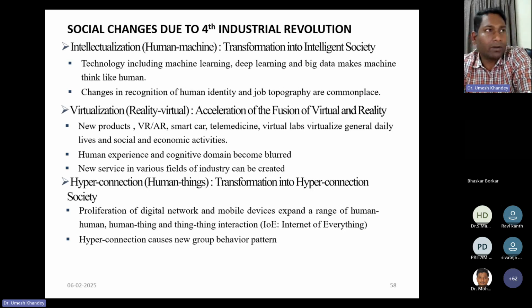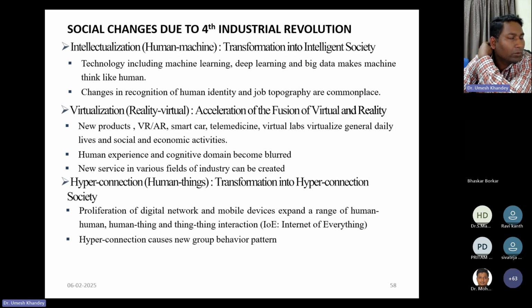Virtualization: the acceleration of the fusion of virtual and reality. Here new products like VR, AR, smart cars, telemedicine, and virtual labs came into the picture. Like social and economic activities, these are some of the impacts on society you may see. Human experience and the cognitive domain become blurred. New services in various fields of industry can be created. Hyperconnection, the transformation of human things into a hyperconnected society, can also be observed easily. These are some of the changes in society we can see.